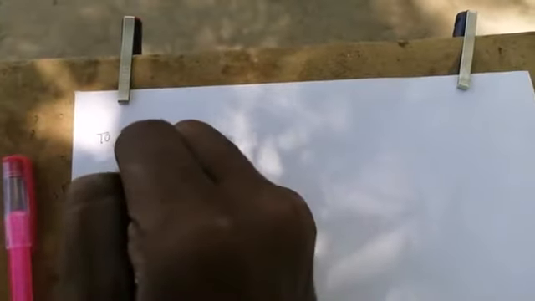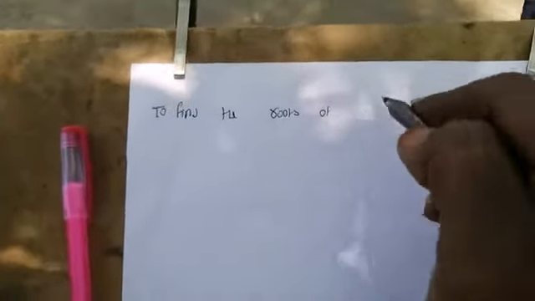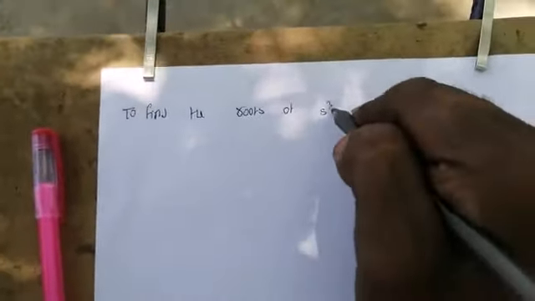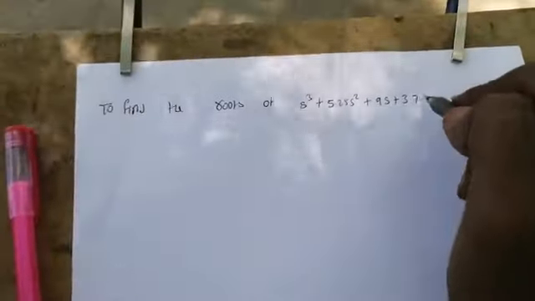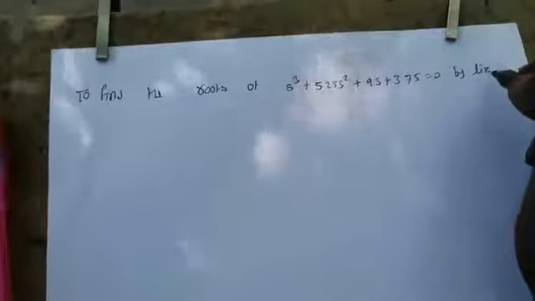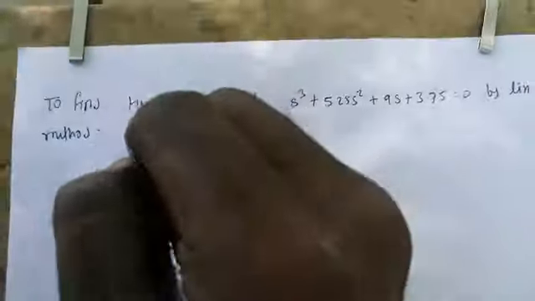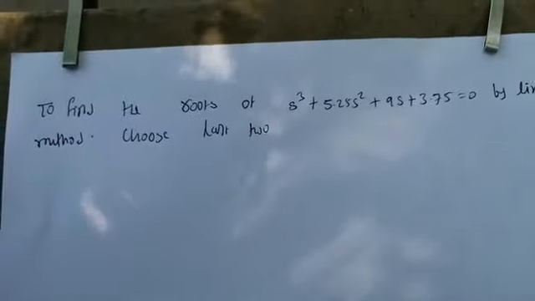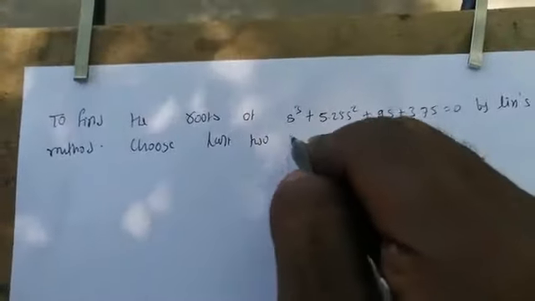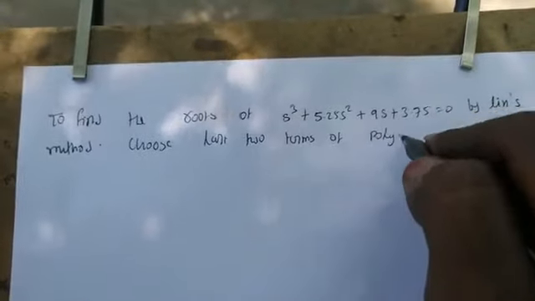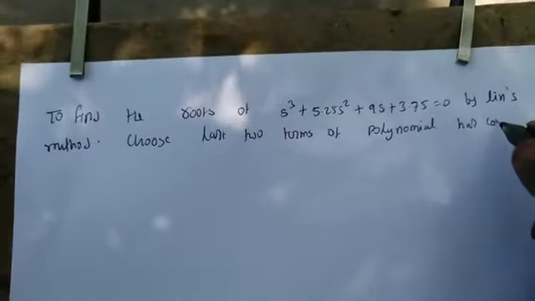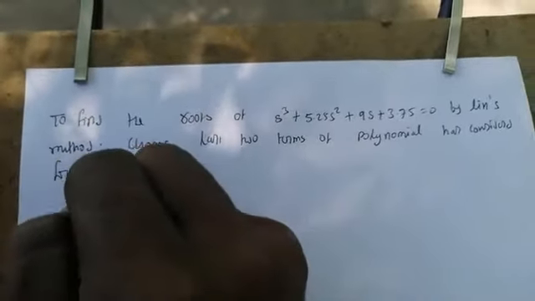Now to find the roots of s cubed plus 5.25 s square plus 9s plus 3.75 equals to 0 by Lin's method, we have to choose the last two terms of the polynomial to be considered for trial 1.